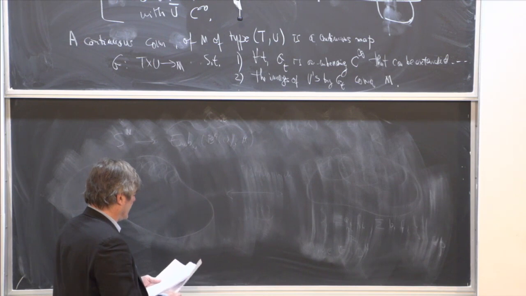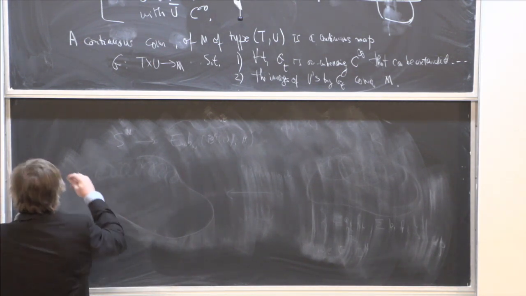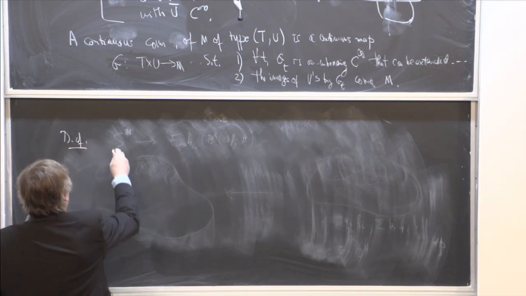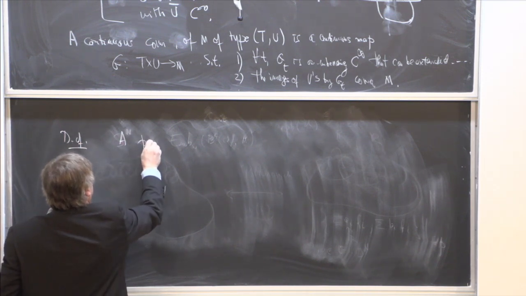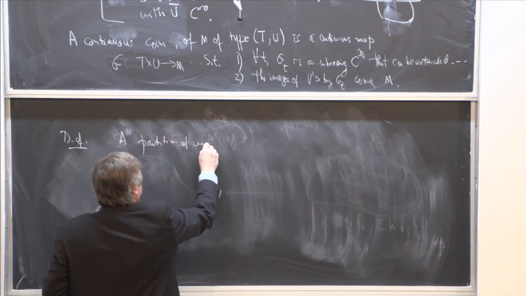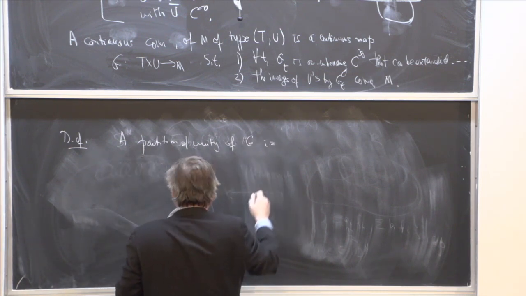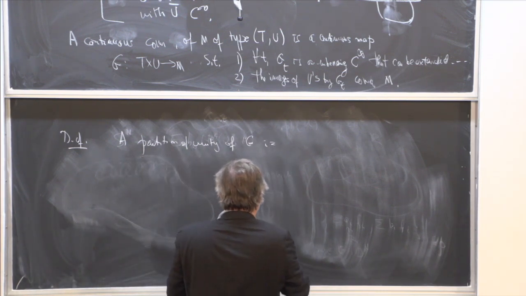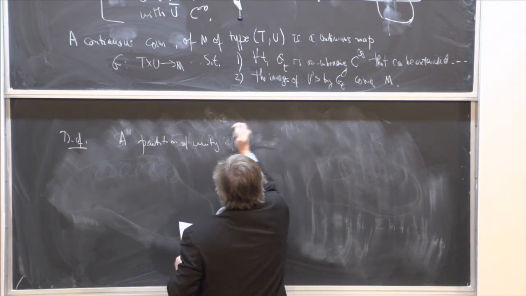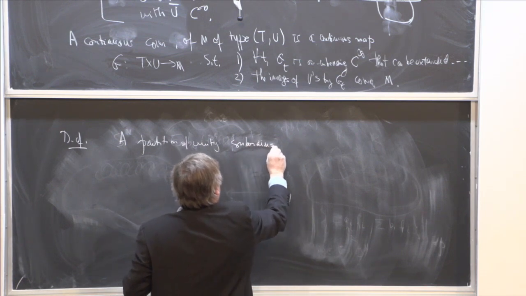Okay, perfect. So now, the next definition is the partition of unity. So a partition of unity of G, or subordinated to G, let's say. Subordinated to G.